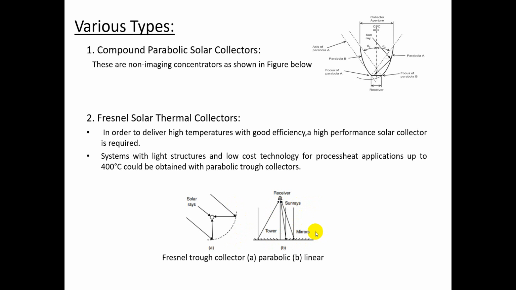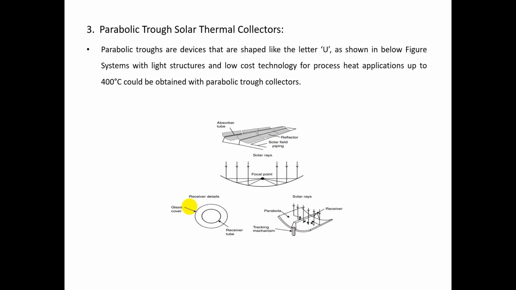In order to deliver high temperature with good efficiency, a high performance solar collector is required. A system with light structures and low cost technology for process heat application up to 400 degrees centigrade can be obtained with the help of trough collectors. We call them parabolic trough collectors. The third kind available is the parabolic trough solar collector.